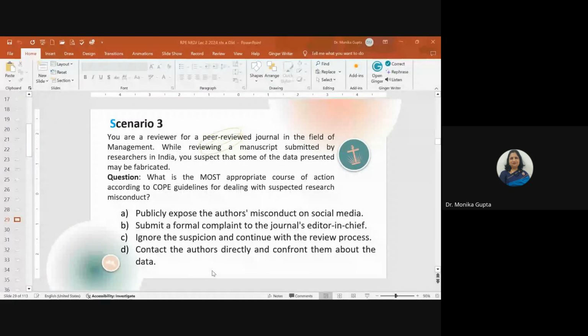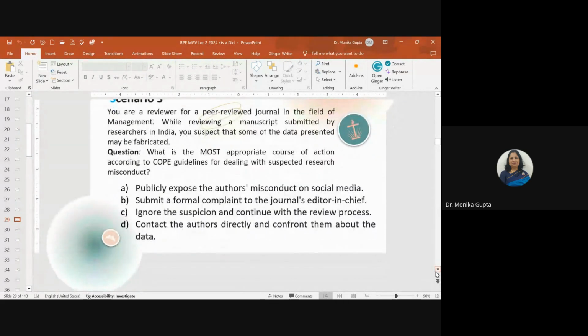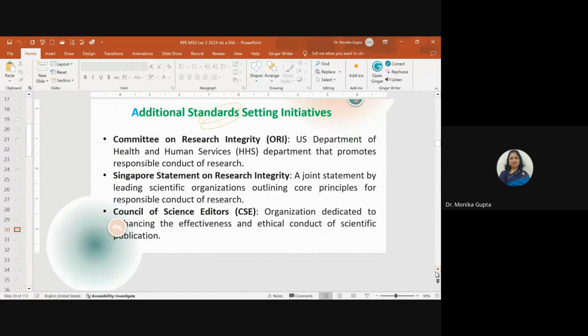Yes. You may ask for the source first. Right. And out of the given options, it is option B only. Option D only. Yes. B, submit a formal complaint. Right. Otherwise, we can give them a chance to put their viewpoint.